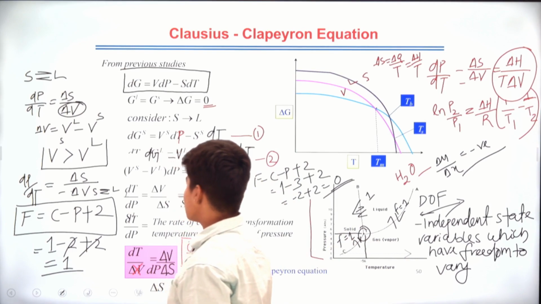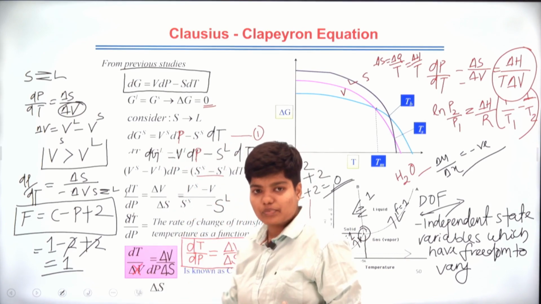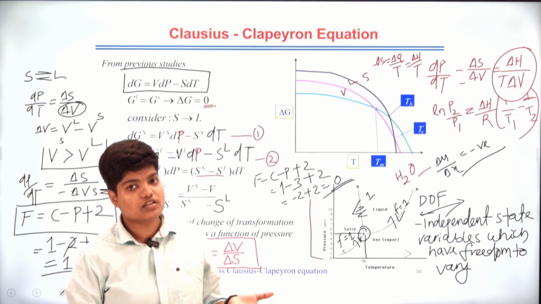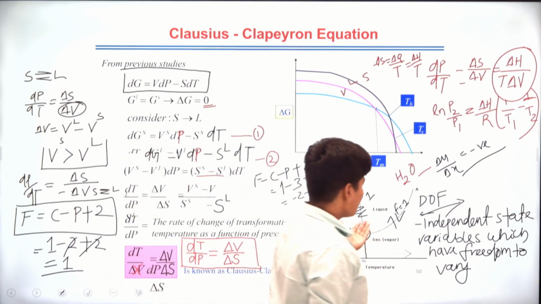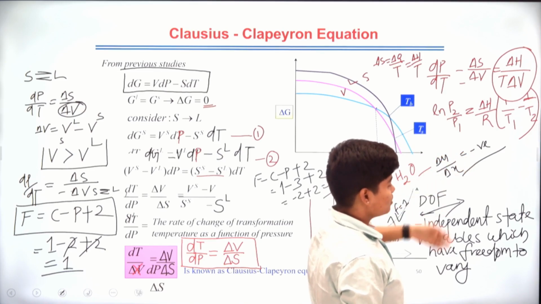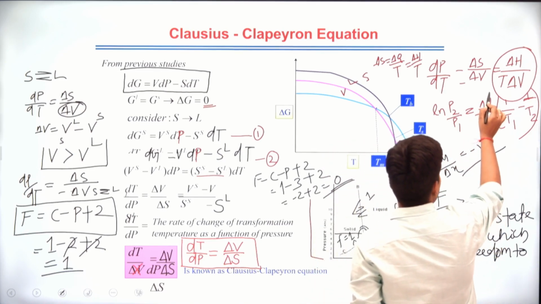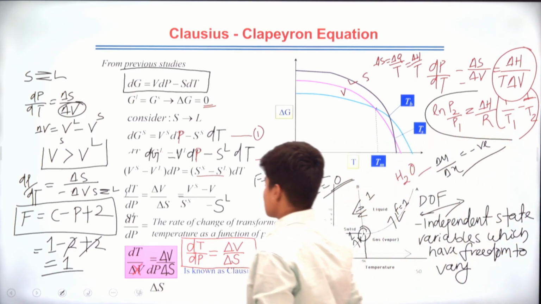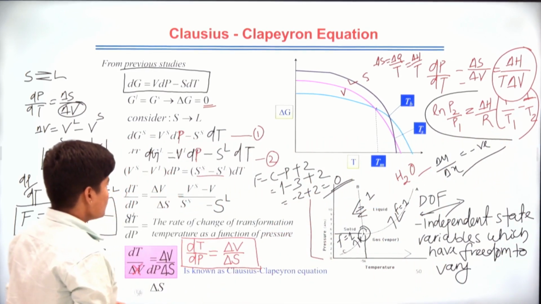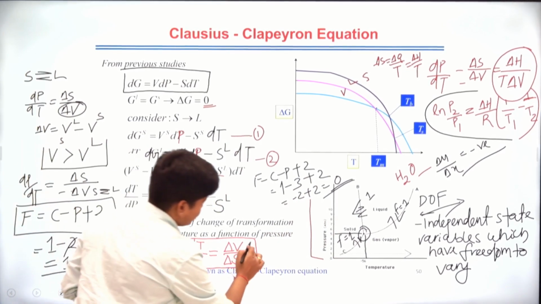And this is the significance of the Clausius-Clapeyron equation, and we will get various applications and various numerical problems from this equation. Different forms are there, and mostly we get problems like ln(P2/P1) = (ΔH/R)(1/T1 minus 1/T2). This is important, you have to remember this equation.